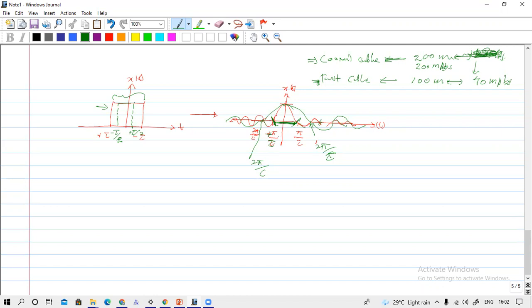For the high width signal, the pulse width is high and this frequency range, from here to here, is low. But here the pulse width is low, and you can see the frequency difference from here to here is high. The pulse width is decreased by a factor of 2, and the frequency is increased by a factor of 2.